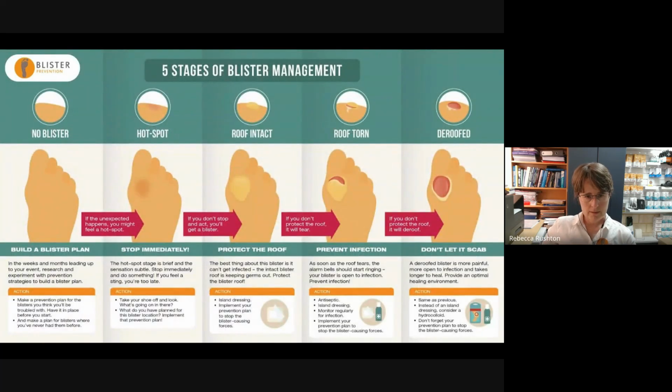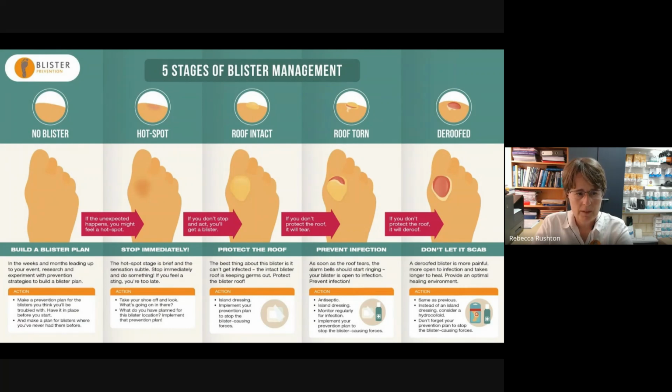Just generally, the idea of blister management is that there's 5 stages to the process. So ideally we start and we finish with no blisters. To do that, we need to kind of predict blisters, and blisters are relatively predictable. Maybe not when you're going to get them, because who knows how long a tennis match is going to go. But certainly you'll know where you're going to get them, because you would have had one there before, almost certainly. So the blisters we've had before are the ones that we're going to get again.